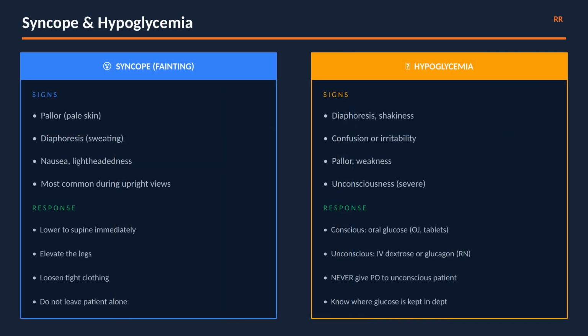Allergic and contrast reactions range from mild to life-threatening. Know the categories. Mild reactions: nausea, vomiting, urticaria, which is hives, flushing, and mild itching. Monitor and document. Usually self-limiting. Moderate reactions: diffuse urticaria, bronchospasm, facial edema, and tachycardia. These require active treatment. Notify the radiologist immediately.